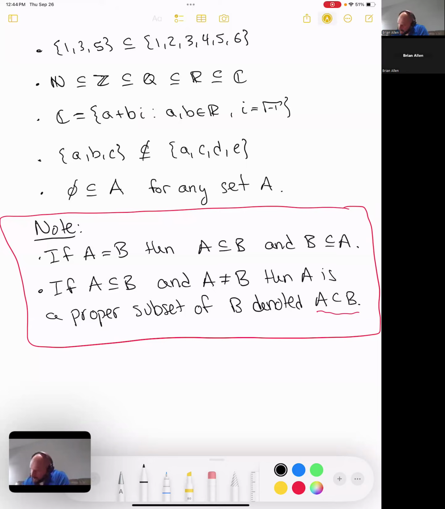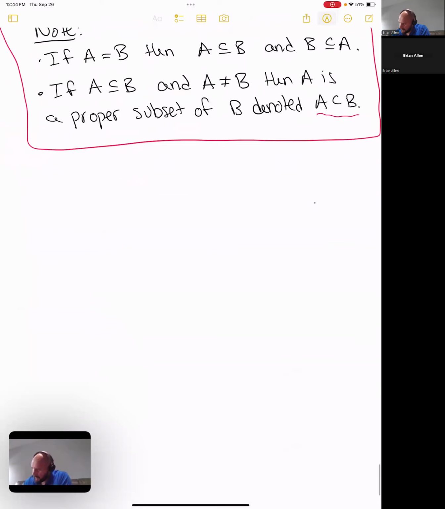We'll prove things are subsets in some later videos, but for now, I want to talk about more set operations, ways we can combine sets together. So let's start looking at some set operations.